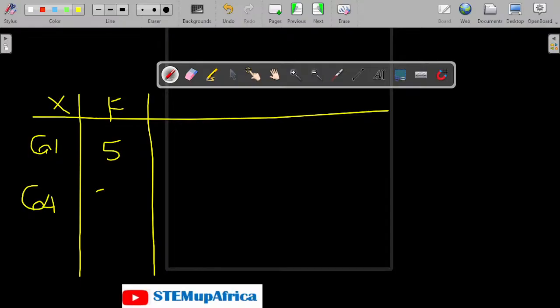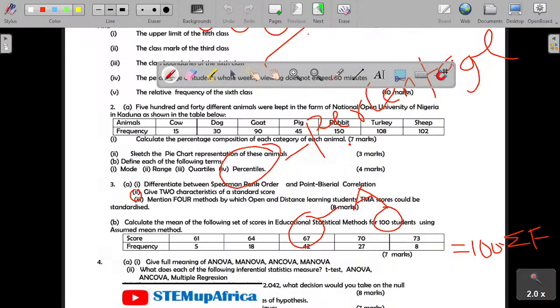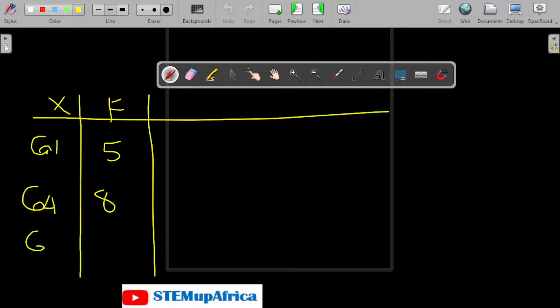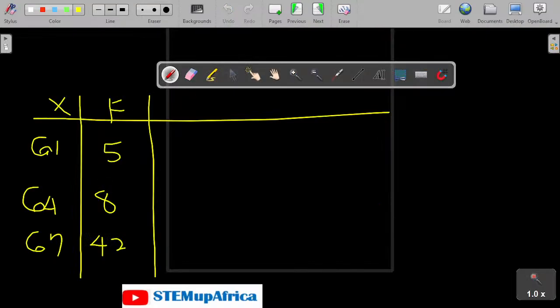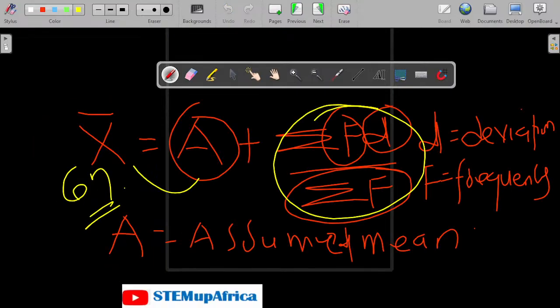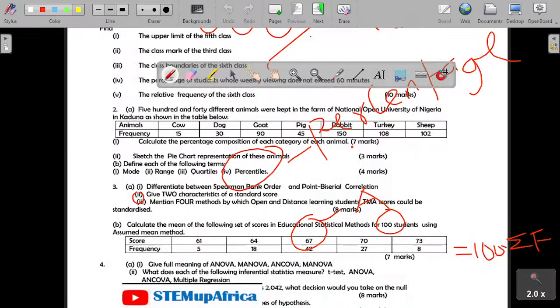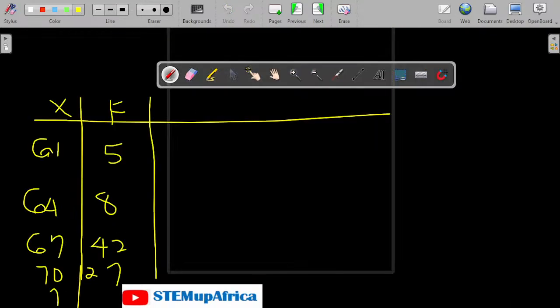Frequency is 8. Next, we have 67, frequency is 42, if I'm not mistaken. Then we have 70, frequency is 27. Then we have 73, right? Let me check. We have 73, frequency is 8.